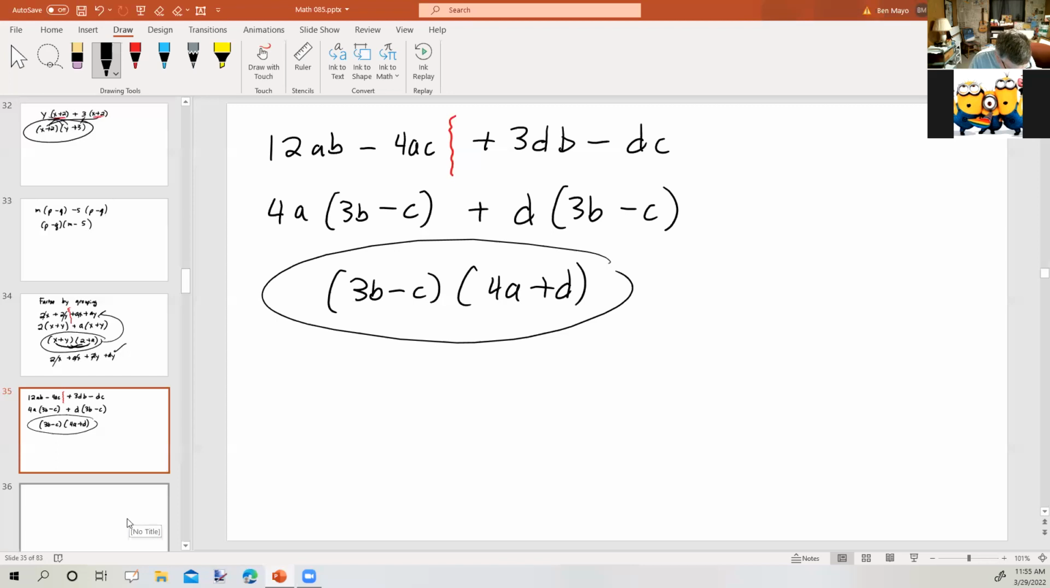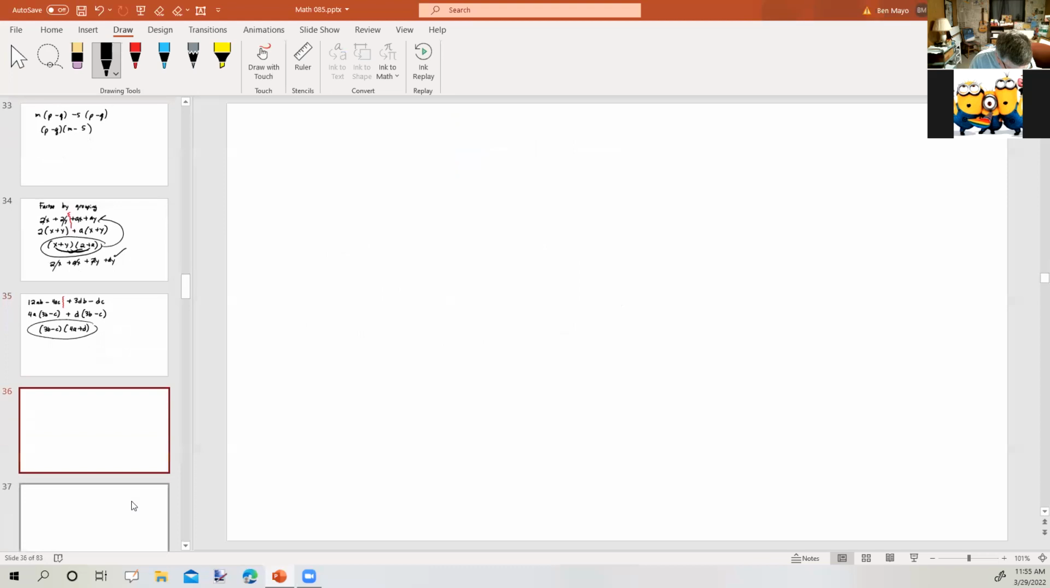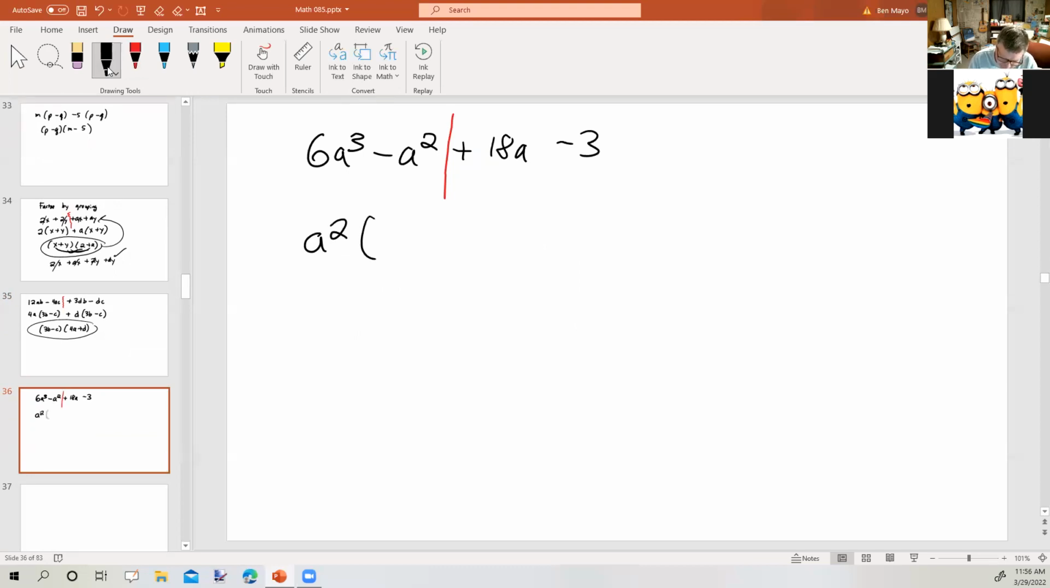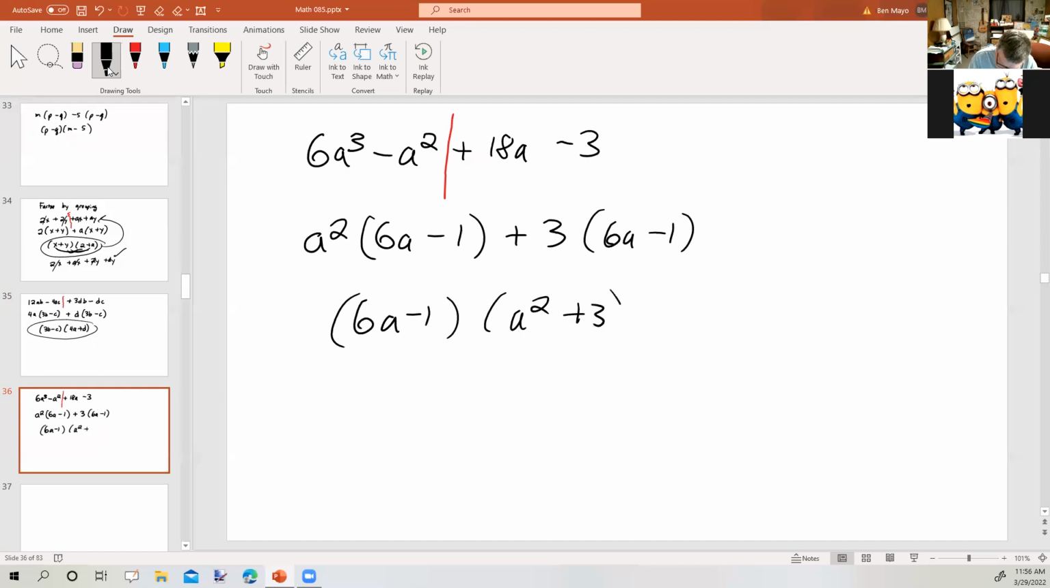Okay, let's take a look at another example. 6a cubed minus a squared plus 18a minus 3. Well, let's see. Again, there's no greatest common factor of all four terms. So we'll split it up into two groups of 2. The greatest common factor of the first two terms is a squared. The leftovers is 6a minus 1. Don't forget I need that 1 to get back there. The greatest common factor of the next two terms is a 3, and leftovers are 6a minus 1, and I need to have a plus sign out there. So now I get 6a minus 1 times a squared plus 3.